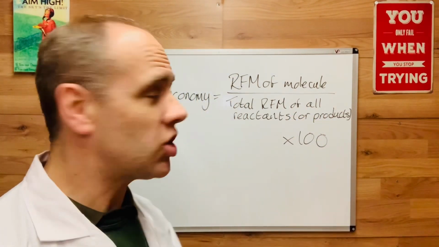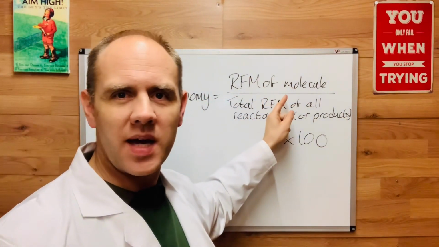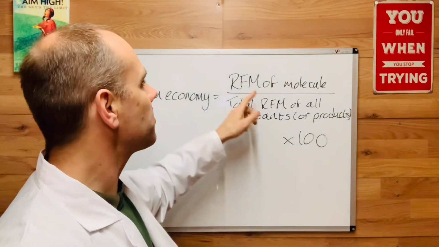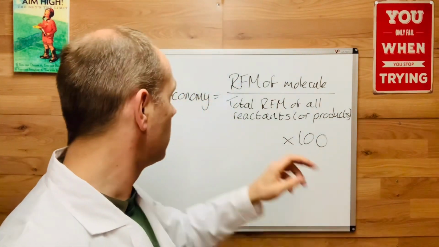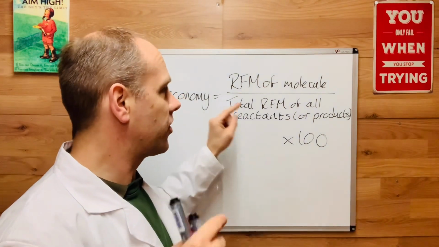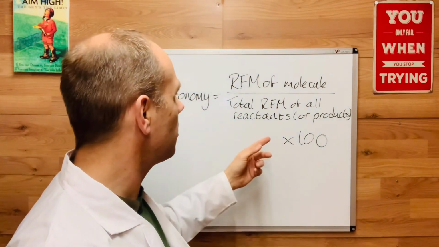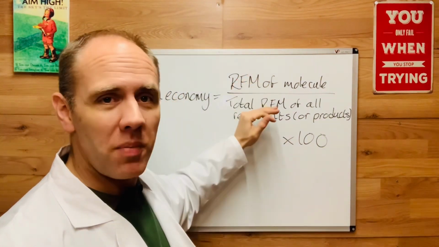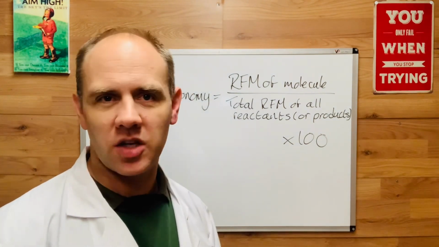So, the equation: atom economy, relative formula mass, molecular weight, RMM, whatever you or your teachers use, it's going to be the same thing. The sum of all of the relative atomic masses in that molecule divided by the sum of all of the reactants or all of the products, depending on which one you want to do, added together. And then you divide one by the other, then you multiply it by 100. Let's have a look at some examples.